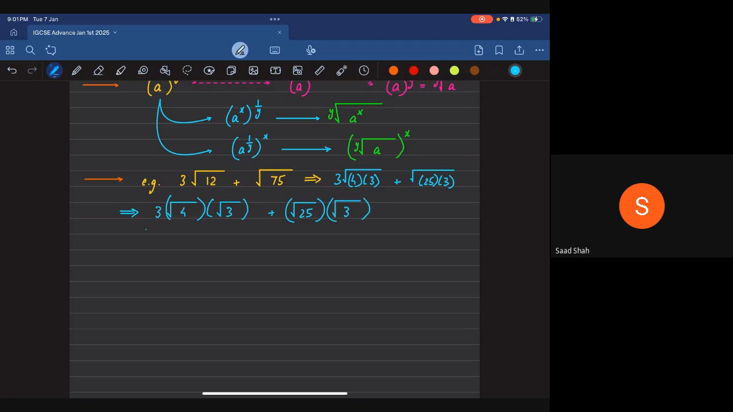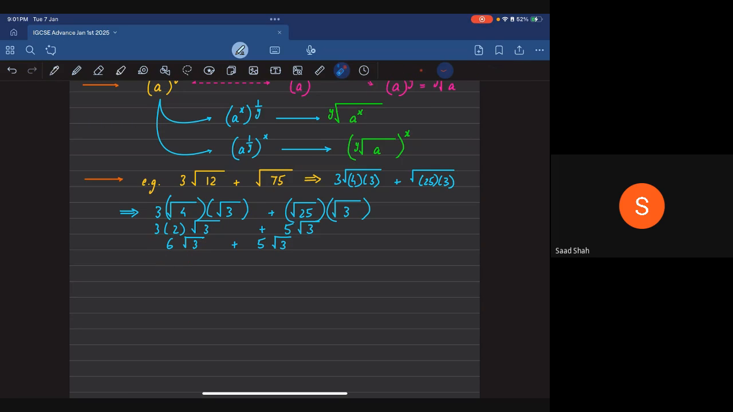Now, what's going to happen? 3 as it is, root 4 becomes 2, and root 3 is not solvable. You can write it as it is. On the other end, it's going to become 5 root 3. Now, solve this further. So this is going to be 6 root 3 plus 5 root 3.